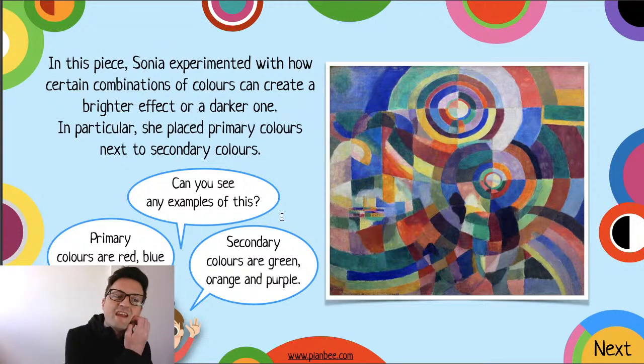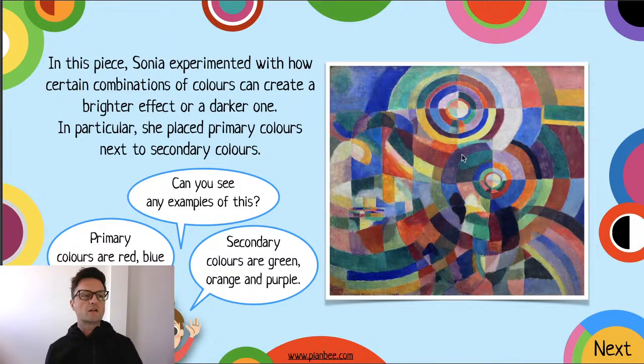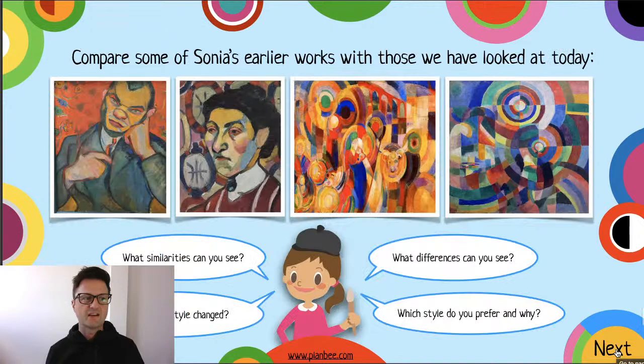So you can see here, using brighter and darker colours, primary colours like red, yellow and blue, next to secondary colours like purple and pink and green. Amazing. Such a striking effect. Well, we can see that, can't we? These are examples of Sonia's earlier work, and there is some use of complementary and harmonious colours, aren't there?